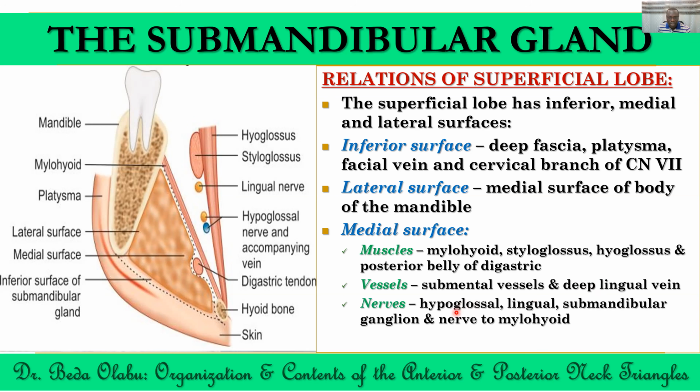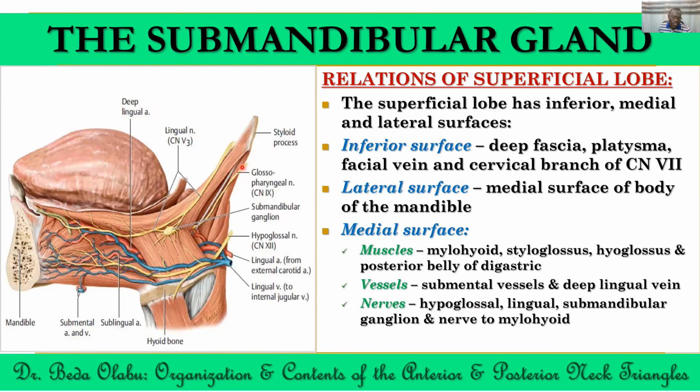In terms of nerves, we have the hypoglossal nerve, which is the 12th cranial nerve. The lingual nerve is a branch of the mandibular division of the trigeminal. This lingual nerve usually has a ganglion on it, the submandibular ganglion. And so this ganglion is also a medial relation of the gland. And we have the nerve to mylohyoid, which I've already talked about, a branch of the inferior alveolar nerve, which is a branch of the mandibular division of the trigeminal.